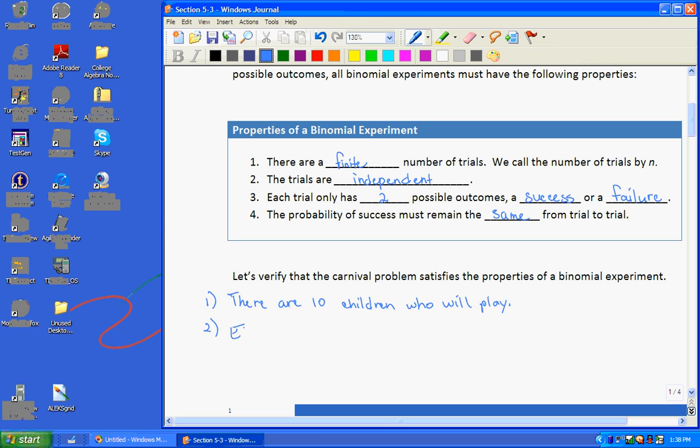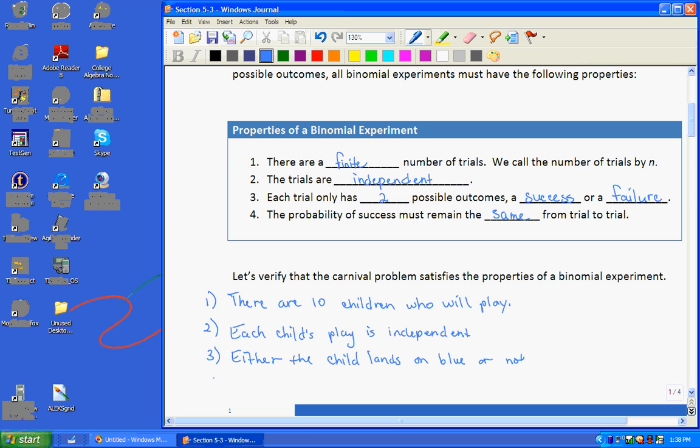Number 2, the trials are independent. Yes. Each child's play is independent. What one child does, whether they win a stuffed animal or not, has nothing to do with what the next child will do. Number 3, each trial has only 2 possible outcomes. True. Either you land on blue or you don't land on blue, so that's true. So either the child lands on blue or not, so that fits.